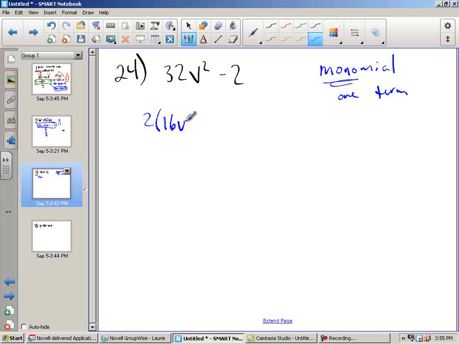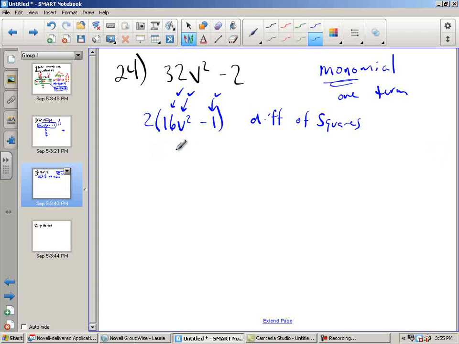I'll be left with 16 v squared minus 1. Now this 2 is just going to hang out along the way for the ride. I'm not going to touch it. Just bring it down. Now, is 16 a perfect square? Yes. Is v squared a perfect square? Yes. Is 1 a perfect square? Yes, it has a square root of 1. And this is a subtraction. So this is a difference of squares.